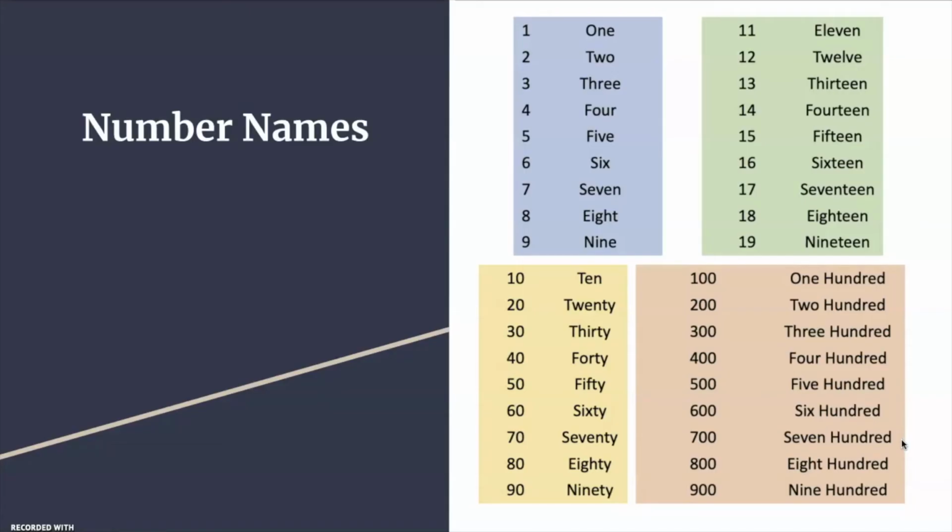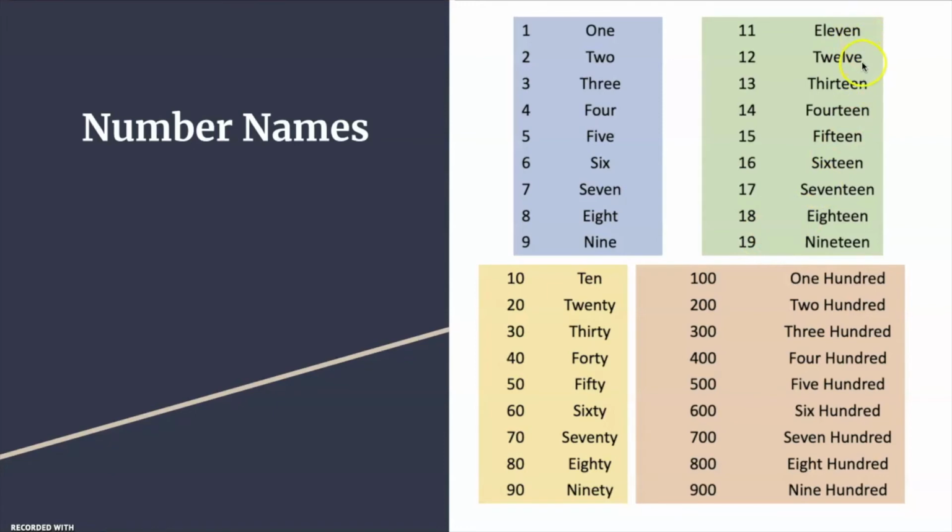Number names. So the numbers 1 through 9 stay the same in the ones place. Once you get up to 11, or the 11 through 19, they have different names. So you want to come back here and check to see what we have.